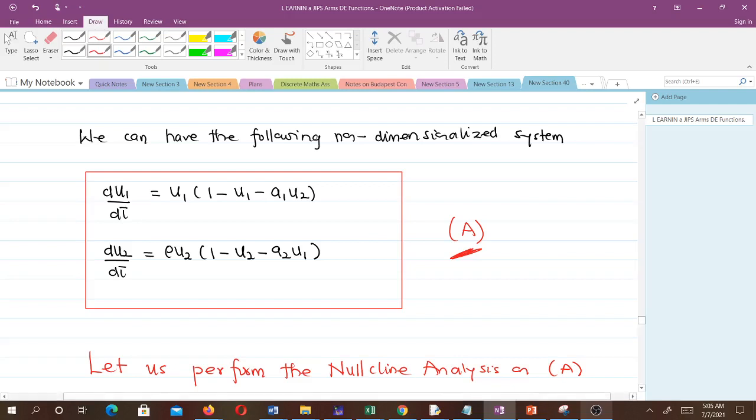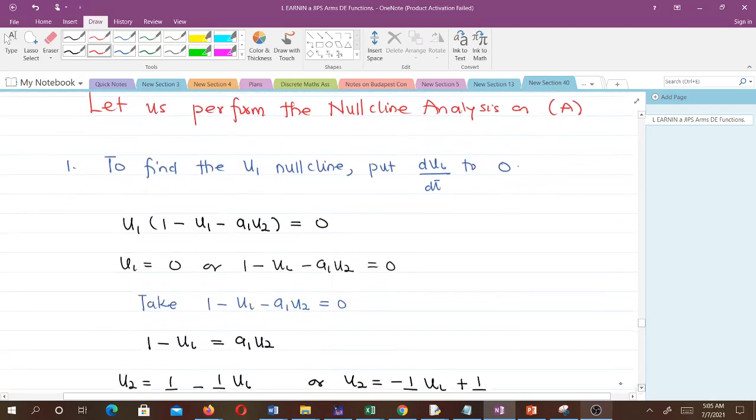To perform the Nullcline analysis on A, the first thing that we do is find the u1 Nullcline and also find the u2 Nullcline. And we plot them, considering different regions if you have parameters. Then where the two lines intersect will be a fixed point. If they don't intersect, that means that within that region, we're not going to have any fixed point.